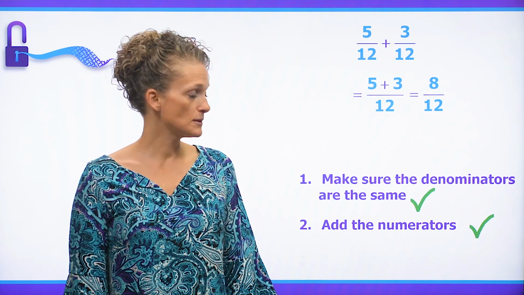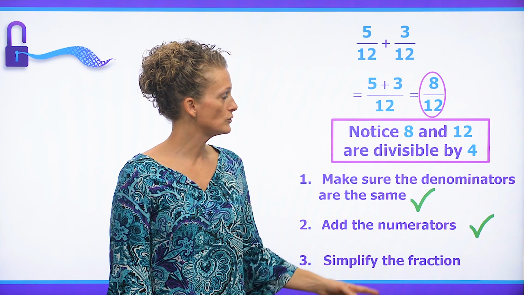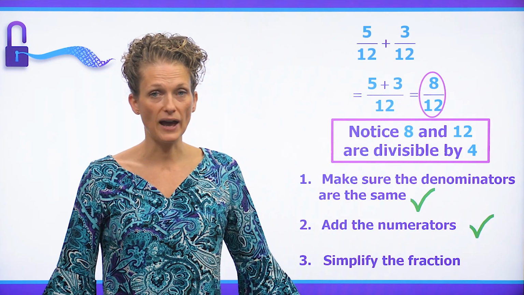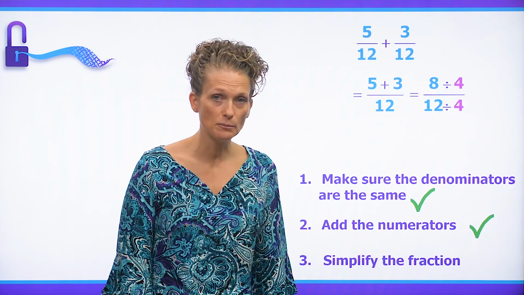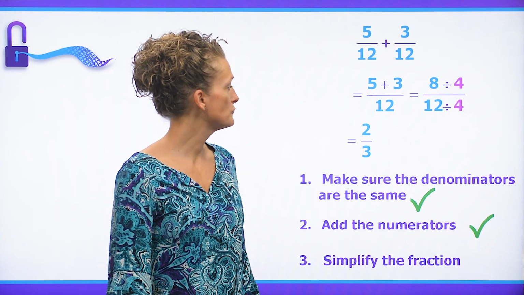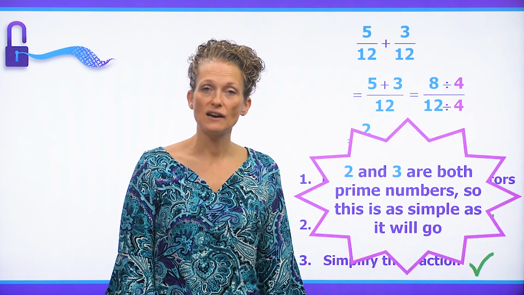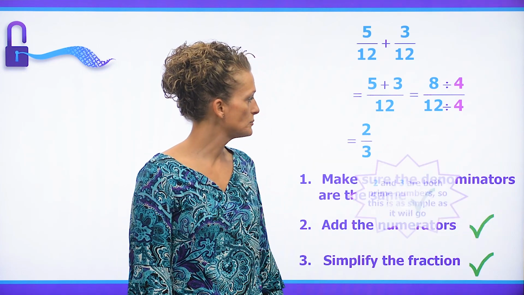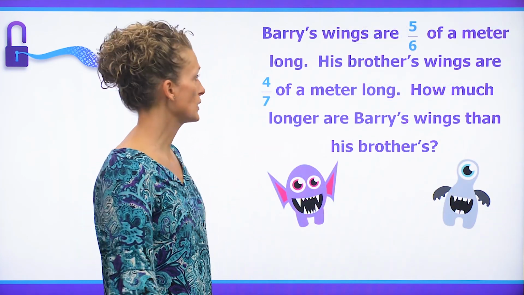So now we want to simplify the fraction, and the fraction is 8 over 12, which you'll notice are both divisible by 4. They have 4 as a factor. So let's divide both the top and the bottom by 4. And 8 divided by 4 is 2. 12 divided by 4 is 3. 2 and 3 have no factors in common. In fact, they are both prime numbers. So this is as simple as it will go. So 5 over 12 plus 1 over 4 equals 2 over 3.